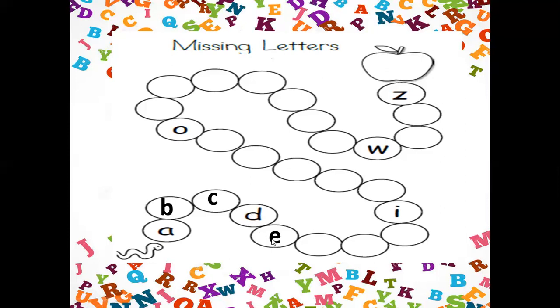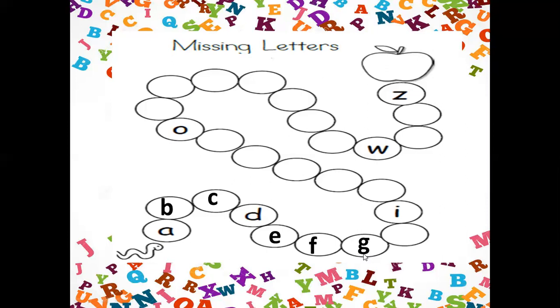Now what comes after e? The next letter after e is f. It is slightly different from the uppercase letter F. Now again we have two missing letters. What will be the next letter after f? The next letter after f is g. This is the lowercase g, and it is also completely different from the uppercase G. So you have to carefully write it, watch it and recognize it.